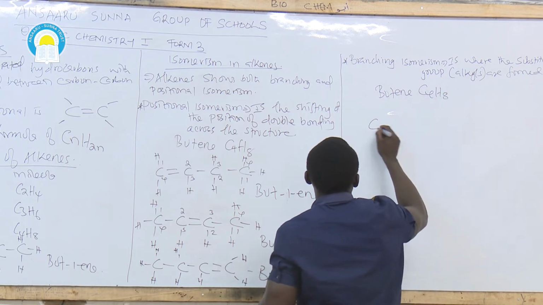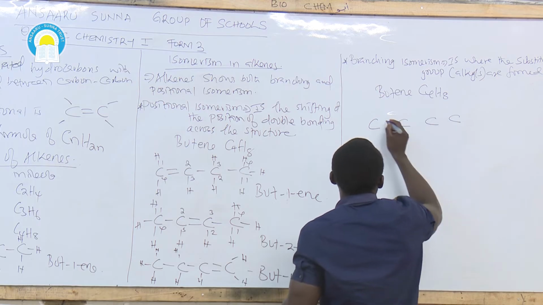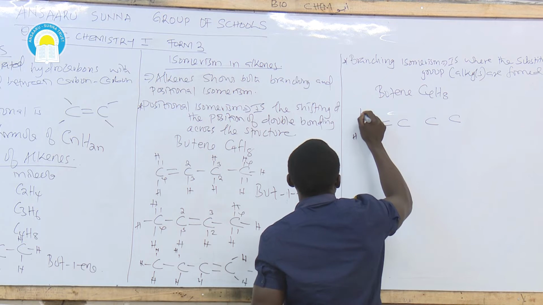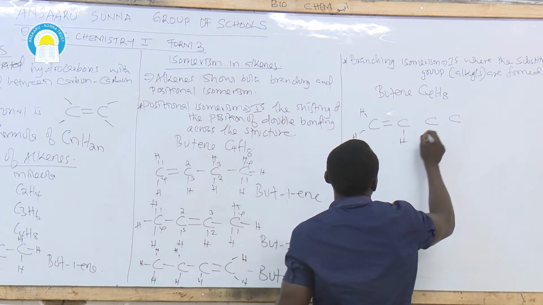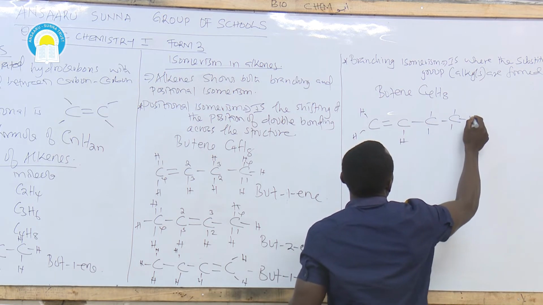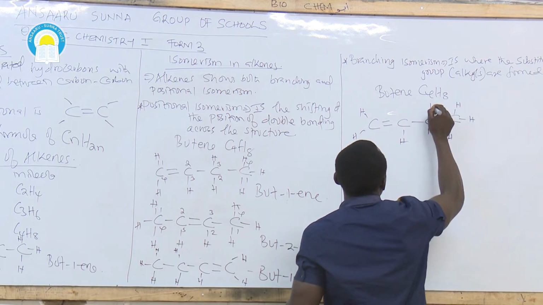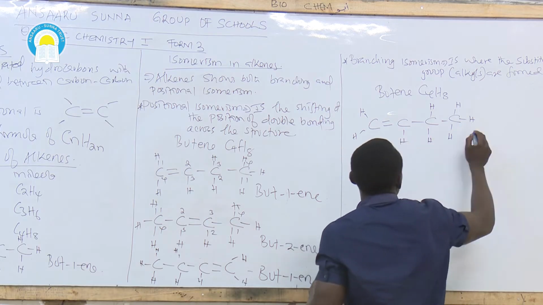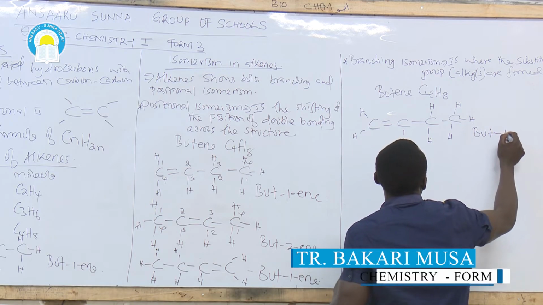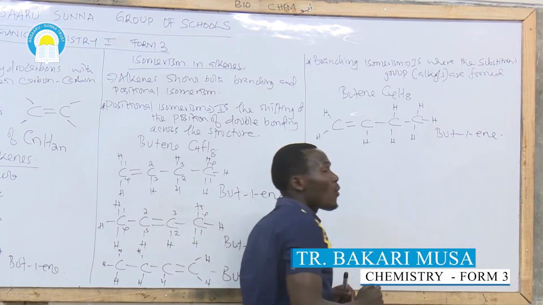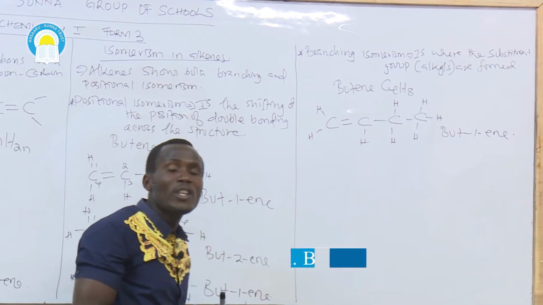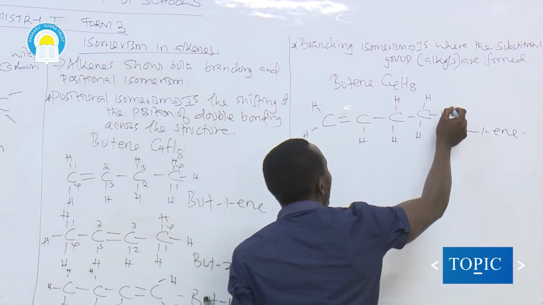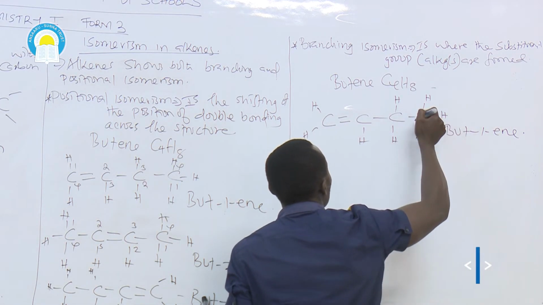Butene is C4H8. The first isomer is the straight one with a double bond there, with hydrogens on the carbons. So this one is named as but-1-ene. Now I want to form a substituent group, which is a methyl. Methyl is CH3. So we are going to carry the whole of this one here to form a methyl.